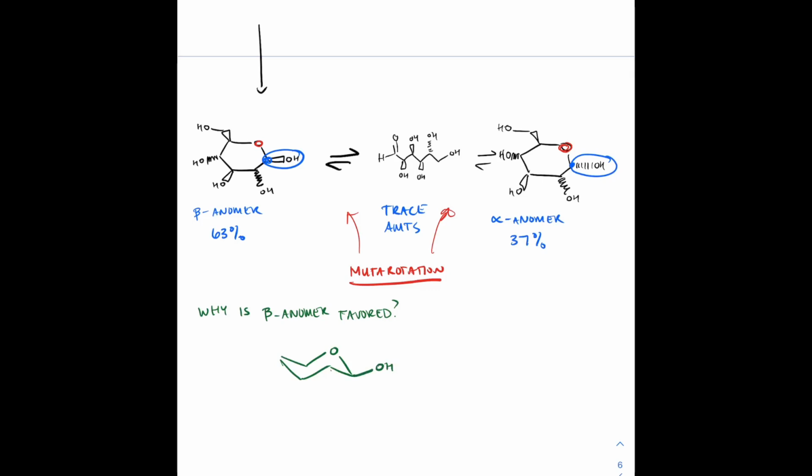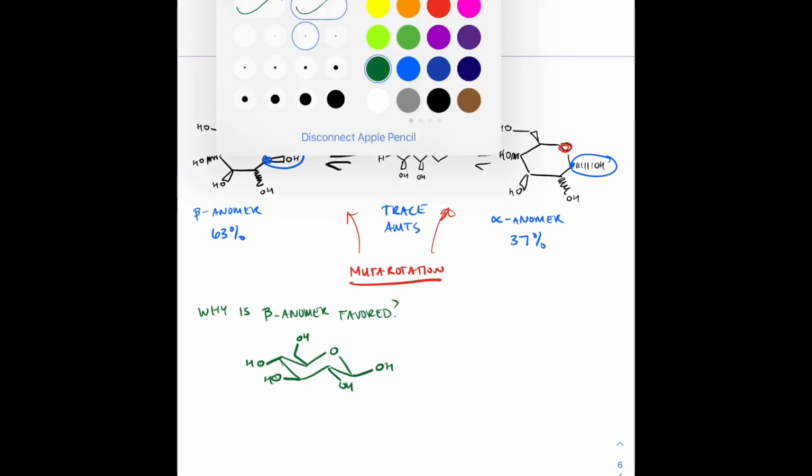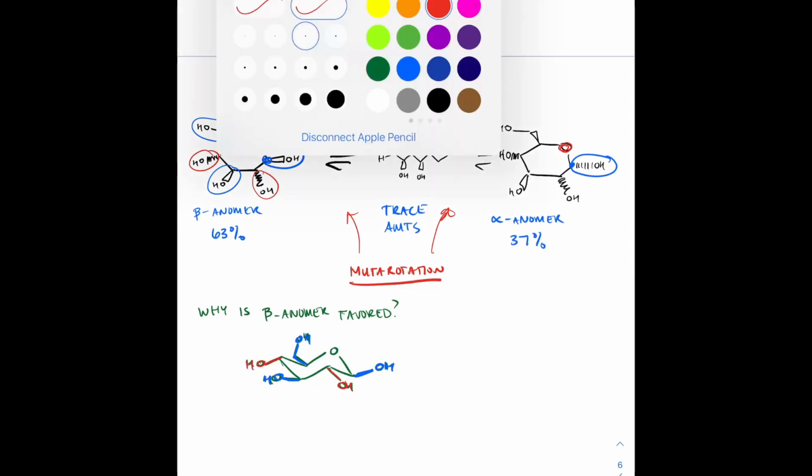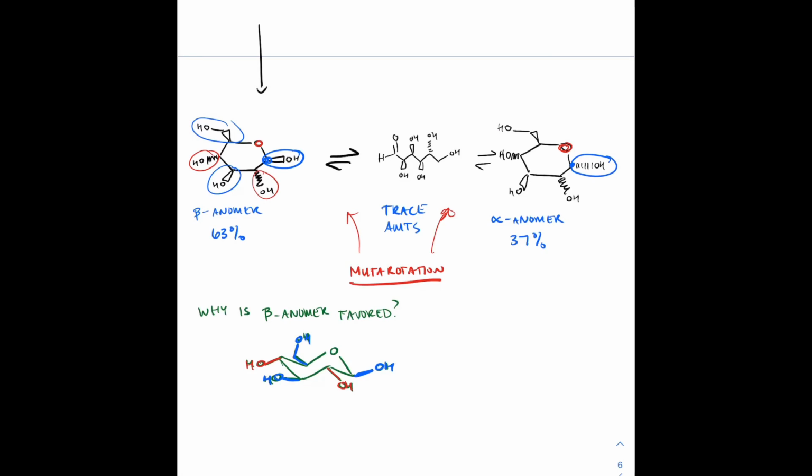So why is the beta anomer favored? Well, what we want to do is draw this in the boat formation, or chair formation. And we'll look at the OHs and see where they are. So this is going to require us to remember our up Cs, down Cs, and also our up substituents and down substituents. So the ones I highlighted in blue are circled in blue on the beta anomer above, and the ones highlighted in red are circled in red on the above sugar as well.